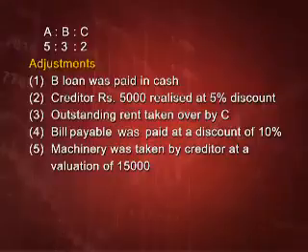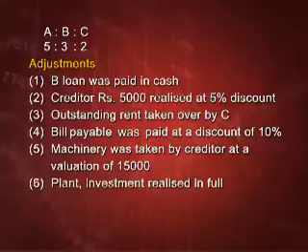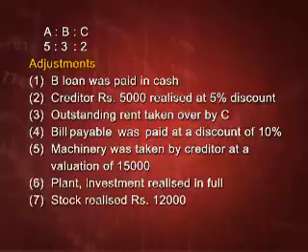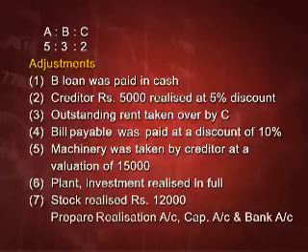Now see, creditors are 20,000 and they are taking a machine at 15,000. So the balance 5,000 will be paid at 5% discount as discussed in point number 2. Remaining plant investment realized in full. Stock realized rupees 12,000. Prepare realization account, capital account and bank account.